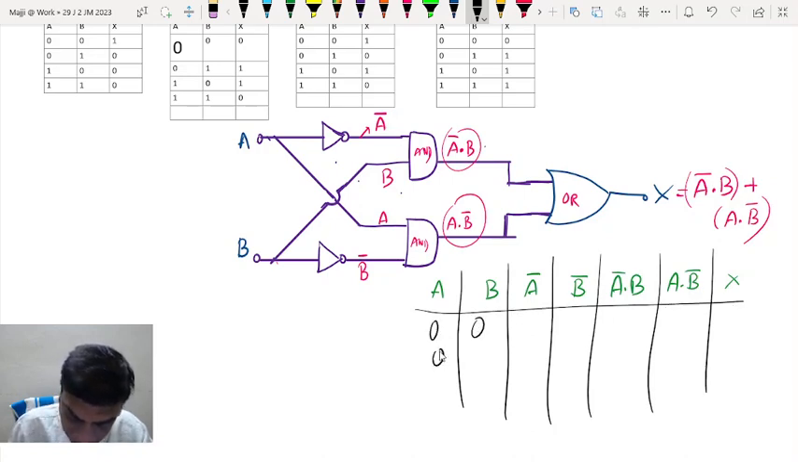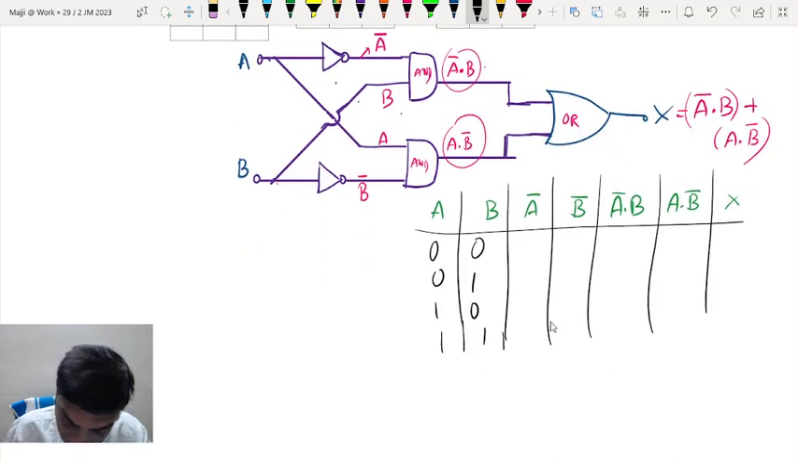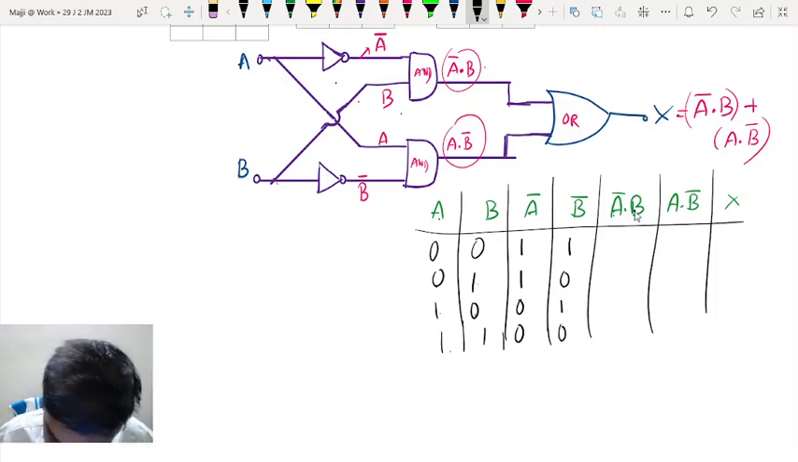So 0 0, 0 1, 1 0, 1 1. So if this is 0, this should be 1, this should be 1. We have to invert it. A is 0, so A bar will be 1. B is 1, so B bar will be 0. So if it is 1, make it 0. If it is 0, make it 1. That's how we proceed. Now A bar dot B, A bar dot B. So dot means if both are 1 only, then result will be 1, otherwise 0. Similarly, A dot B bar. If both are 1 only, then you will have 1, otherwise zeros.